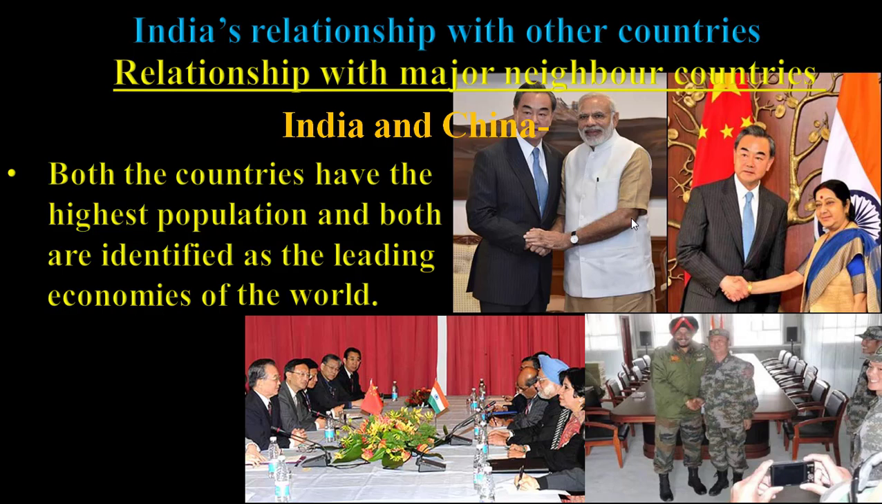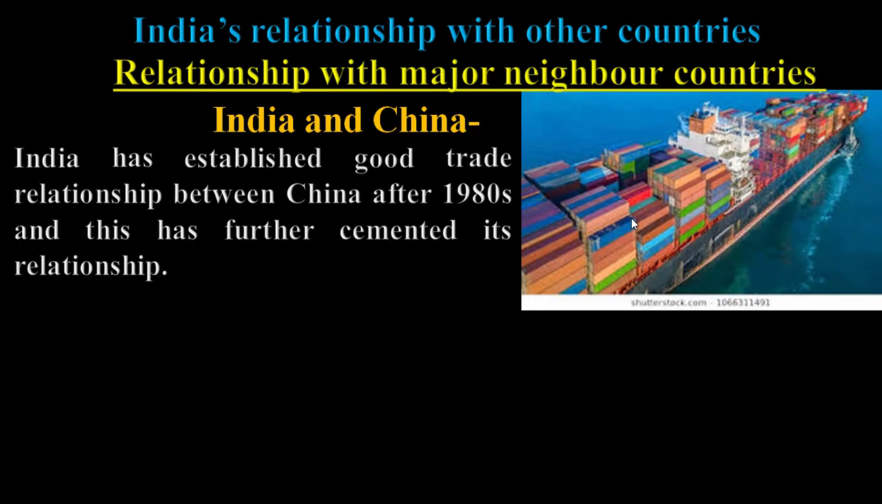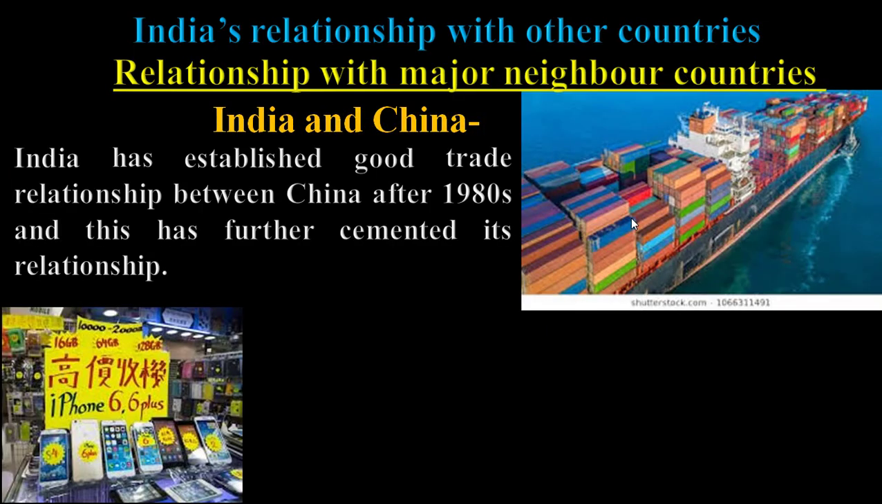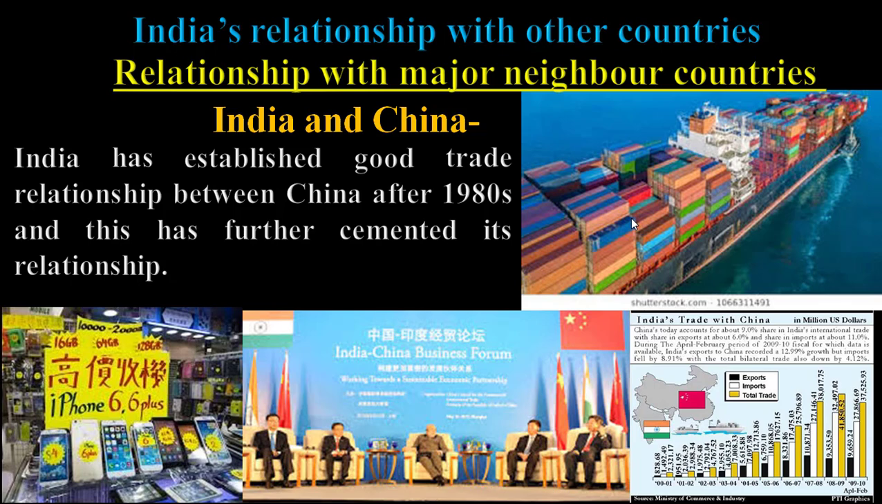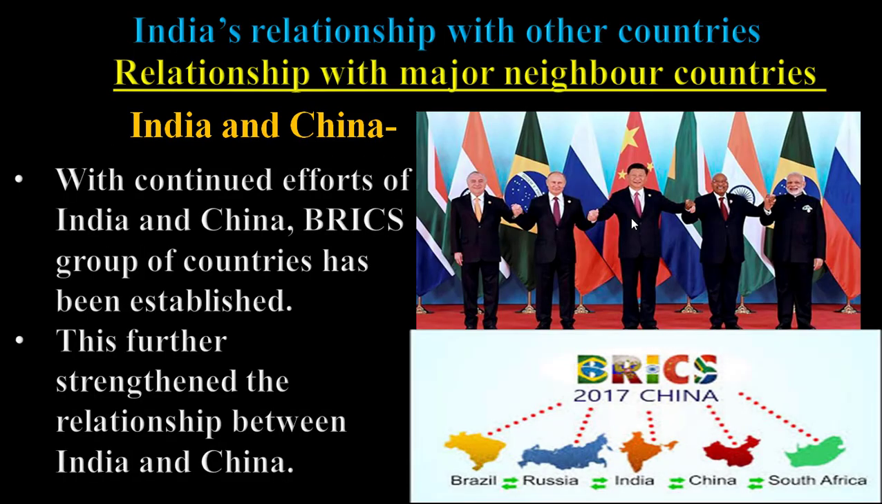You can see, even though they are the two most populated countries in the world and identified as leading economies of the world, India has established a good trade relationship between India and China since the 1980s, and this has further cemented its relationship. With continued efforts of India and China, the BRICS group of countries has been established. This further strengthened the relationship between India and China.